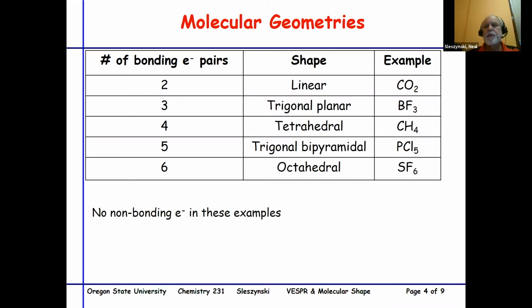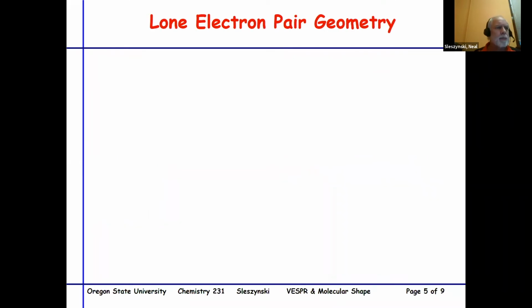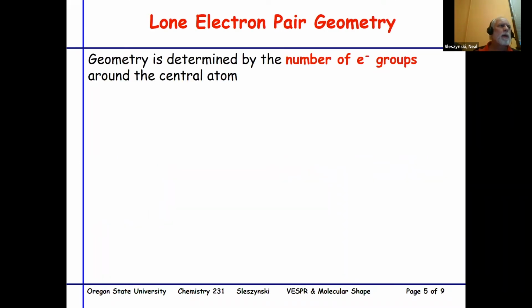Well, none of the examples that we've looked at have non-bonding electron pairs. What happens to these geometries when we end up with non-bonding electron pairs around the central atom? Well, let's take a look at some examples of that. When we're worried about lone electron pair geometry, we find that the geometry is determined by the number of electron groups around the central atom.